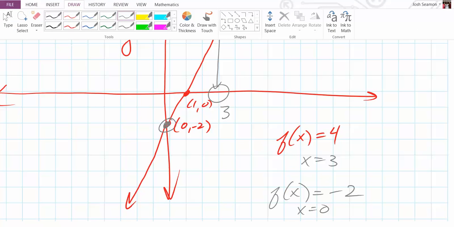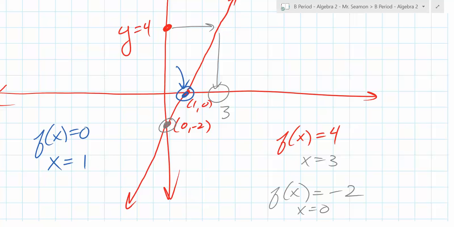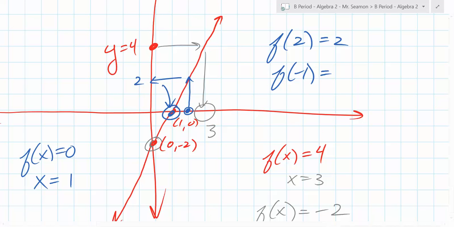The last one says f of x equals 0. So that's where y is equal to 0. Where is y equal to 0? Right there. That's where y is equal to 0. So what's the x value? 1. So all those are asking you is, if they give you the y value, what is the x value? That's it.